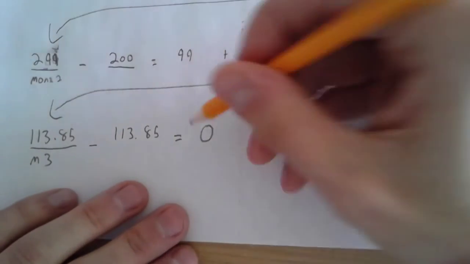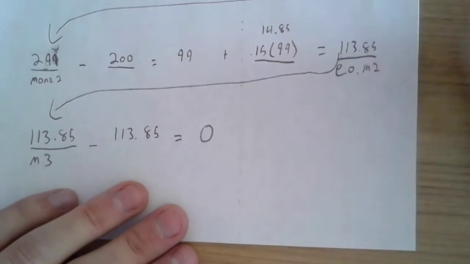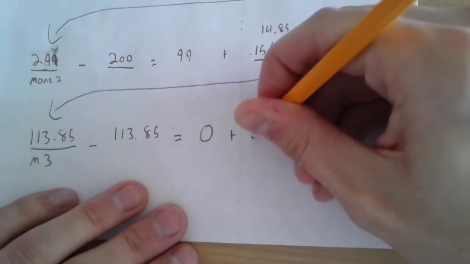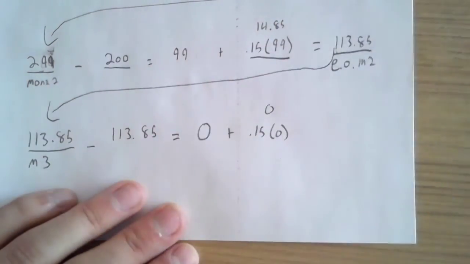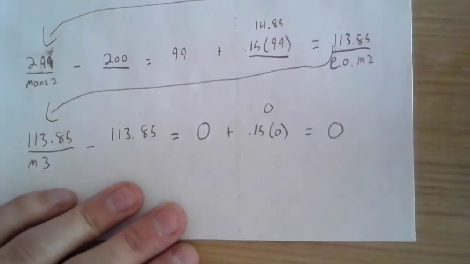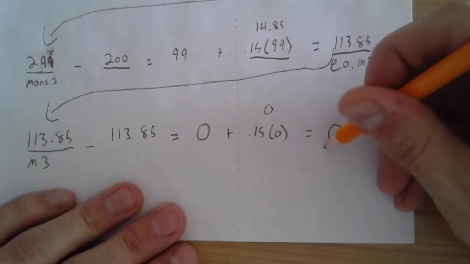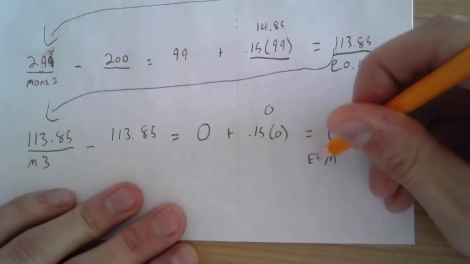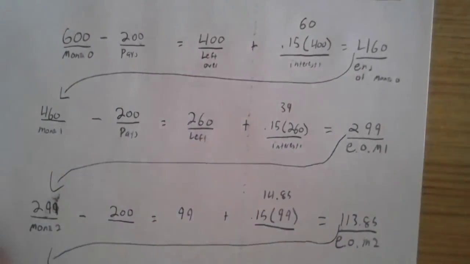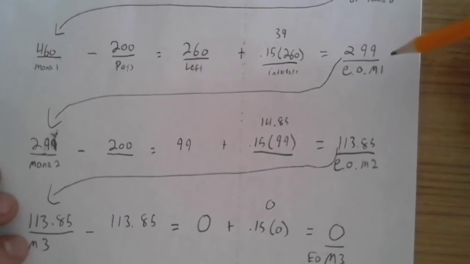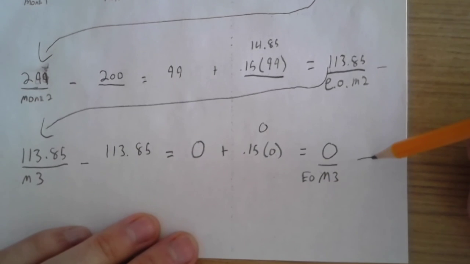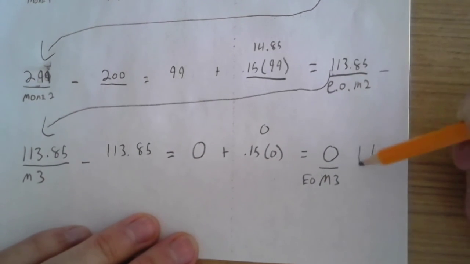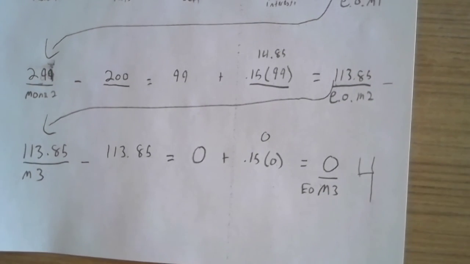So there's $0 here. This can't increase by another percent, because 15% of 0 is going to be 0, and that is going to leave us with $0 at the end of the month, at the end of month 3. So if we look back, it took us 1, 2, 3, and then Roger finished paying off the debt in the 4th month.